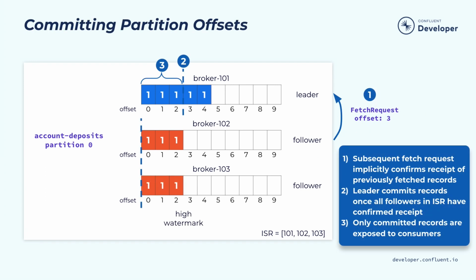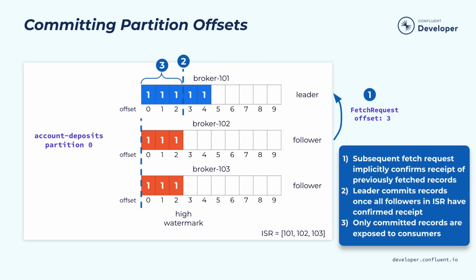We need a way to commit the offsets, meaning that those records have been considered safe. In Kafka, the way we commit those records is defined by this: once a particular record is included in all the in-sync replicas, then the record is considered committed and can be safely returned to the consumer.